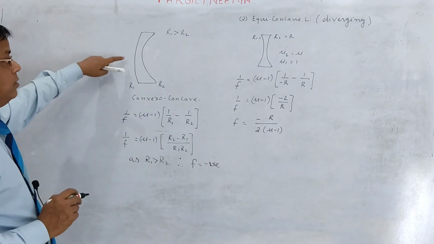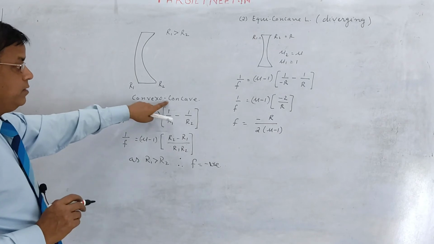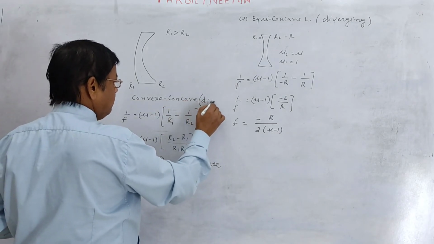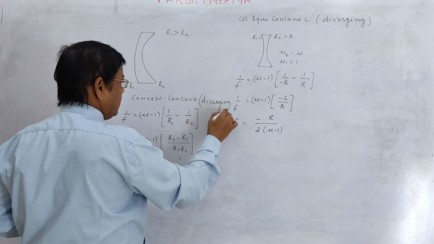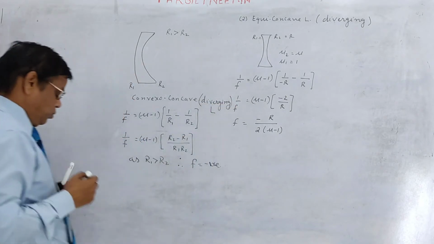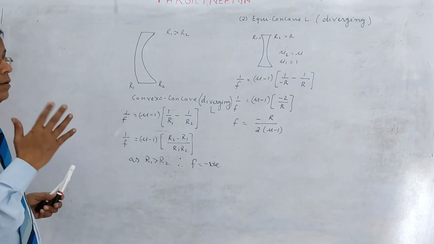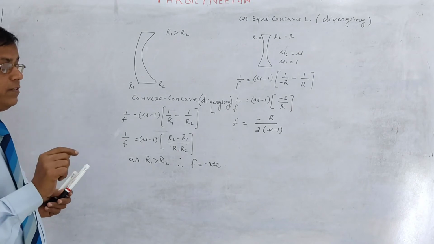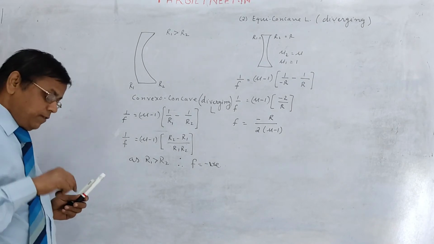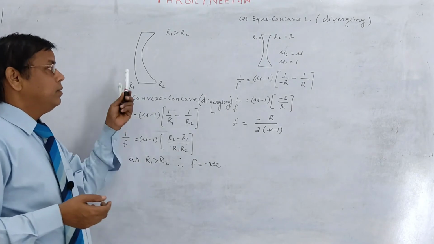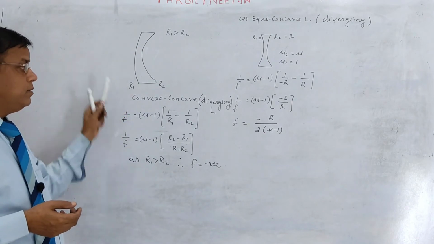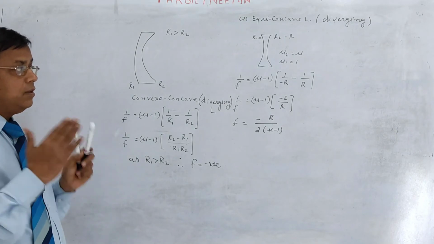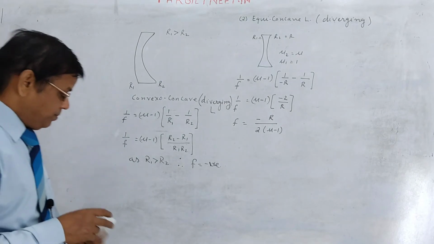It means this convexo-concave lens behaves like a diverging lens. So it is a diverging lens. So I told you 3 converging, 3 diverging, 6 lenses: biconvex lens, plano-convex lens, concavo-convex lens, and then biconcave lens, plano-concave lens, convexo-concave lens. So these are the 6 lenses. 3 are converging, 3 are diverging.